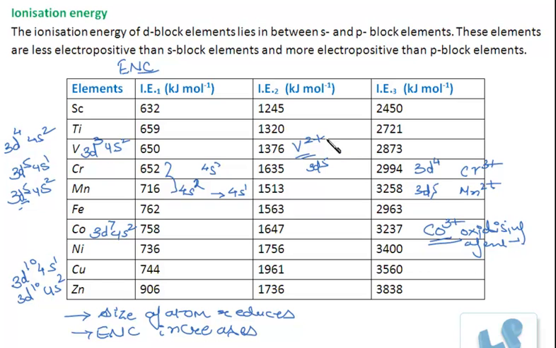More of these oxidizing and reducing tendencies we can also study with the help of standard reduction potential values. Now let's see the factors which are affecting the ionization energy of d-block elements across the 3d series.